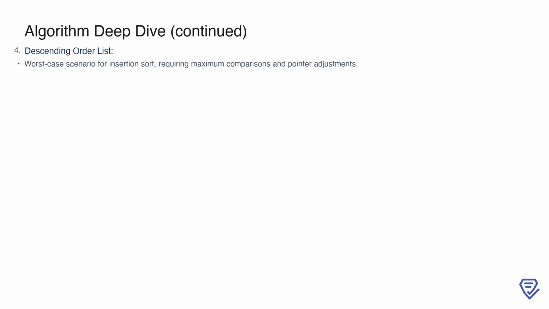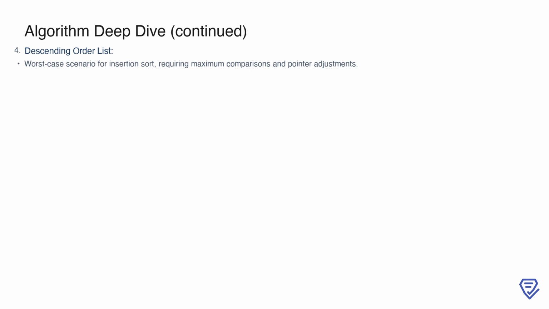Finally, we should consider the case where the input list is sorted in descending order. This represents the worst-case scenario for the insertion sort algorithm, as each node will need to be compared with every other node in the sorted portion before finding its correct position. This results in the maximum number of comparisons and pointer adjustments, reinforcing the n squared time complexity. Despite this, the algorithm remains a straightforward and space-efficient solution for sorting linked lists, particularly when the input size is small or moderately large.